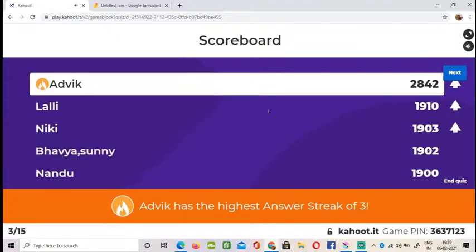So in the scoreboard, again there is a change. So Advik is in the first place, Lalli is in the second place, and Nikki in the third place. And Bhavya, Sunny, and Nandu are the runner-ups. Okay, and Advik has the highest answer streak of 3. That's good. I think you have got all the 3 questions till now right. That's so good, Advik. So now let's see the next question.